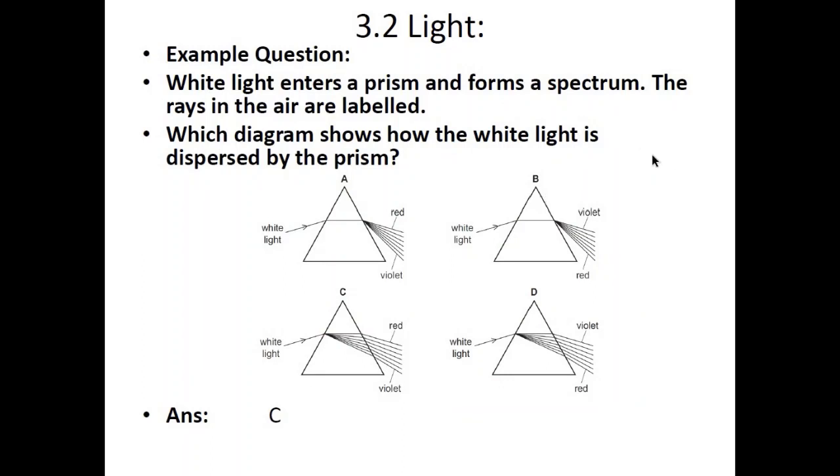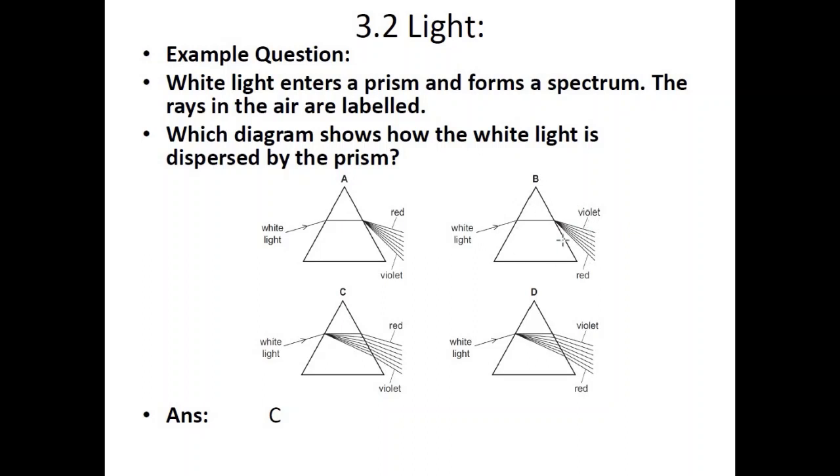Example question: white light enters a prism and forms a spectrum. The rays in the air are labeled. Which diagram shows how the white light is spread? So from the bottom the color is supposed to be violet and the top color is red, but our answer over here is not A, as this diagram shows that the light splits into its constituent colors out on the other edge of the prism and not when it strikes the prism itself. Hence this diagram is wrong.